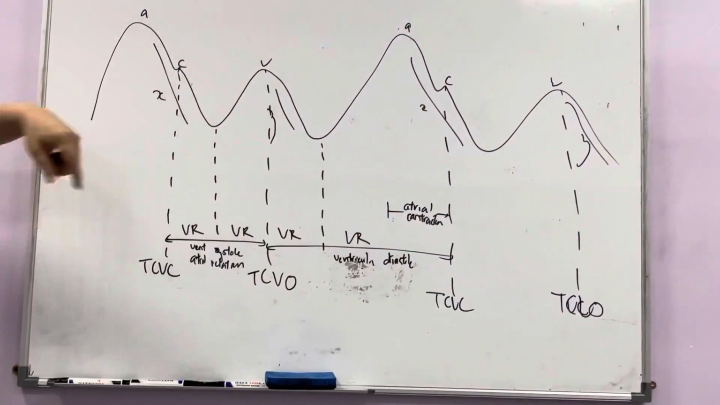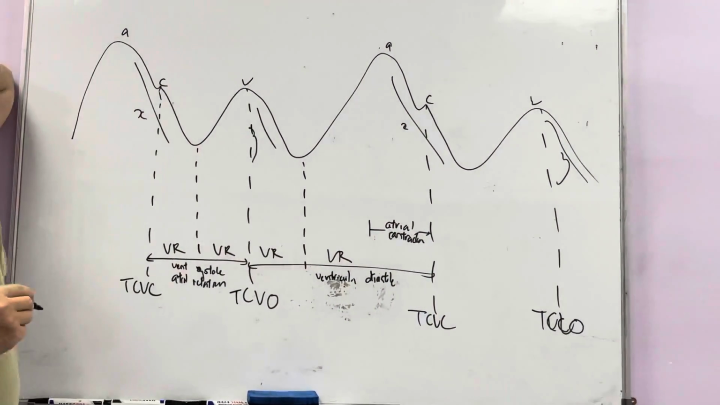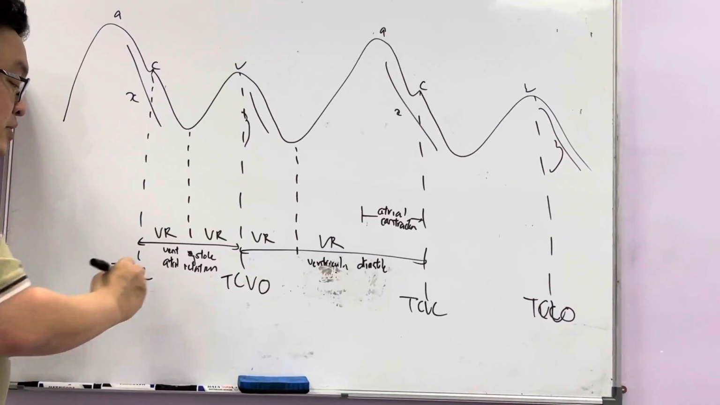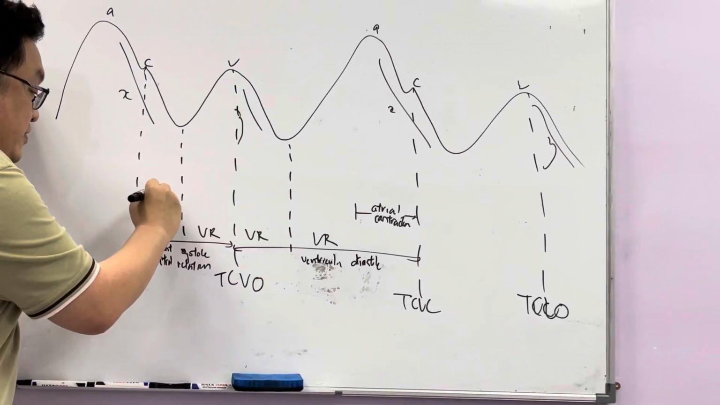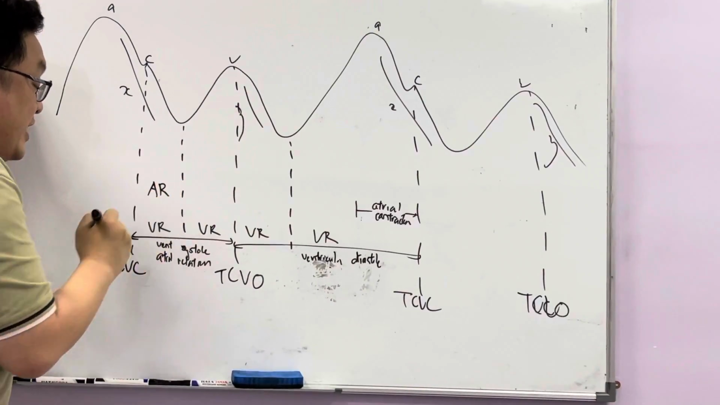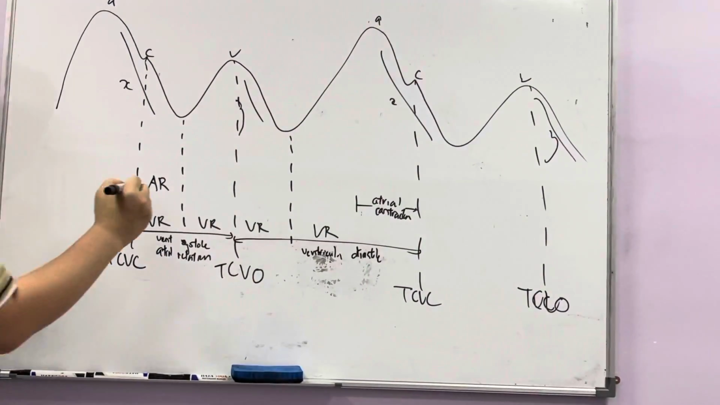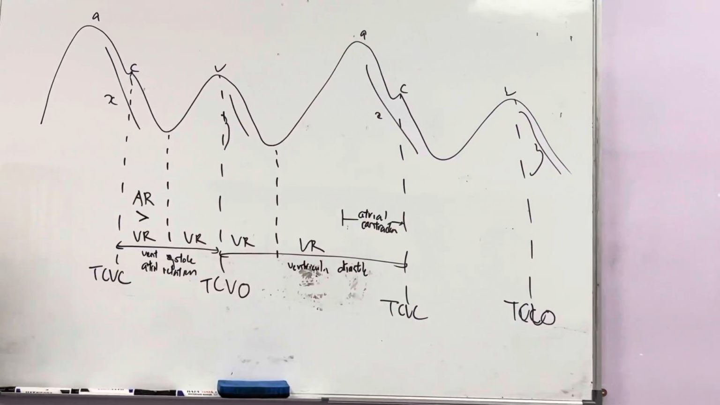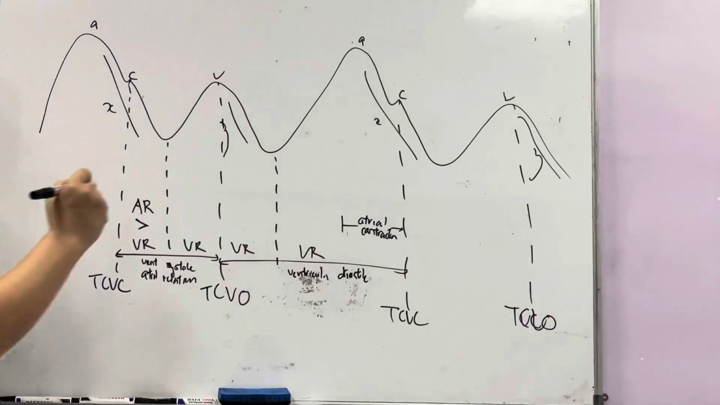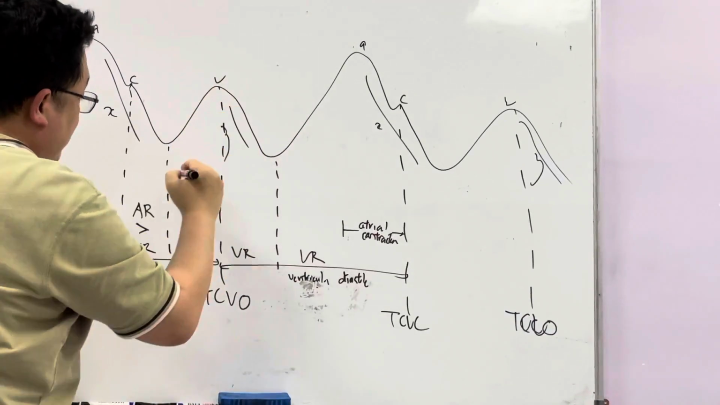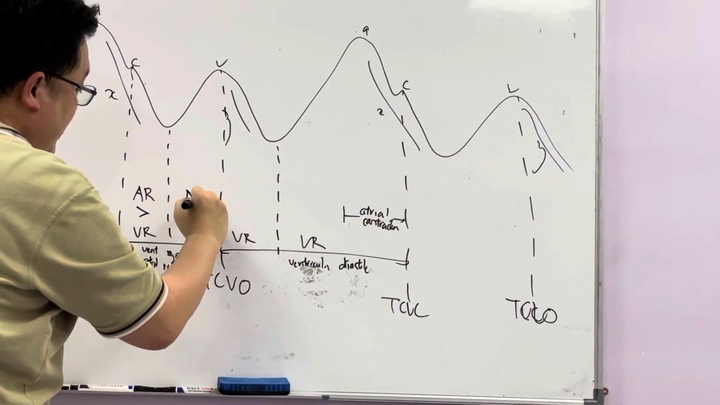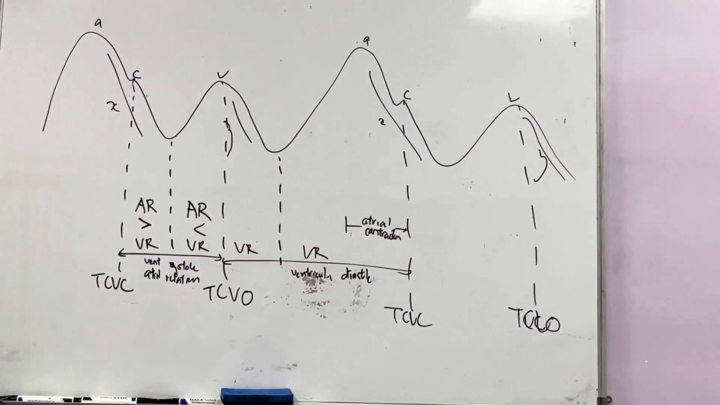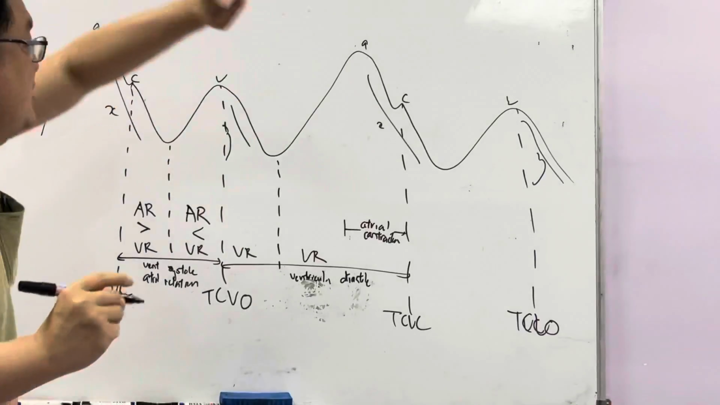So why is there an X descent? Here's atrial relaxation, isn't it? So it's in relation to the rate of atrial relaxation. X descent is because the rate of atrial relaxation is greater than the rate of venous return. And then it starts to go up, because the rate of atrial relaxation is less than the rate of venous return. Venous return is more or less constant throughout.